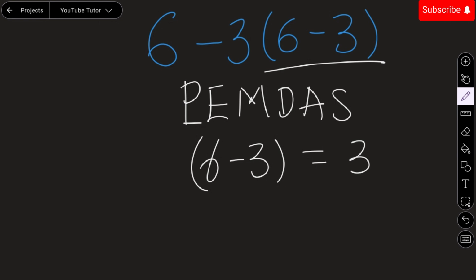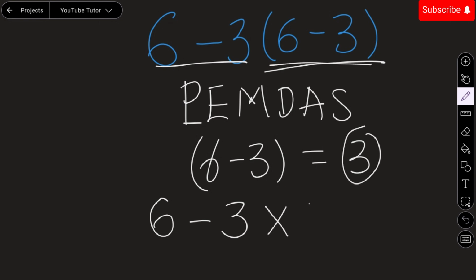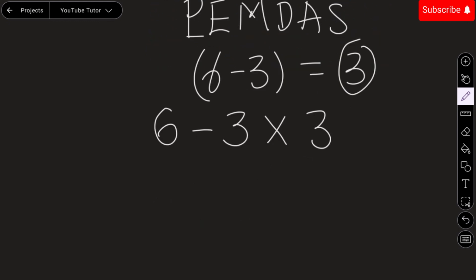So when we get that, we are going to rewrite this expression. We now have 6 minus 3, which is already there. We maintain it, times the new answer we've gotten here, 3. Alright, so still on the PEMDAS rule, multiplication will be next because it is here. Now 3 times 3 gives us 9.